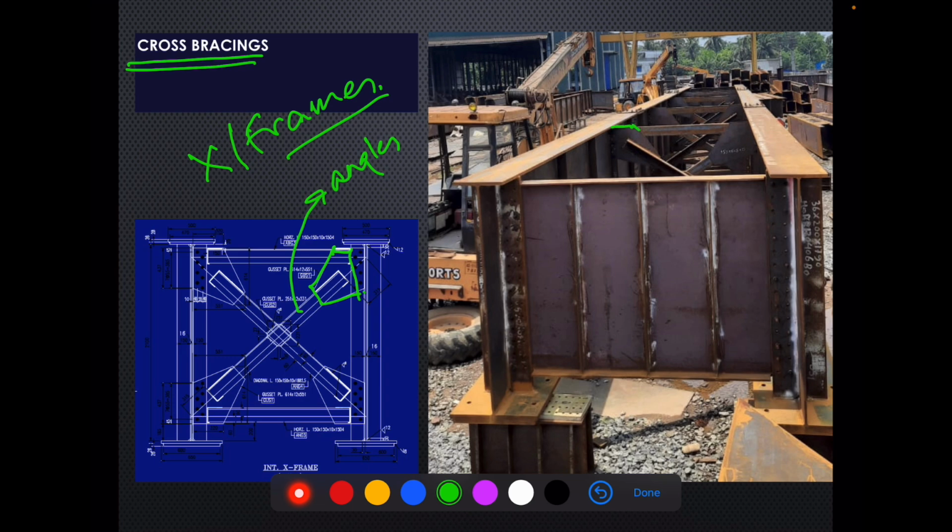As you can see, this is the gusset plate over here, and the angles over here. These are the angles.